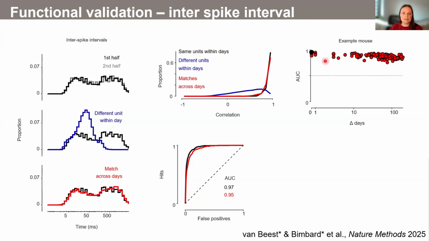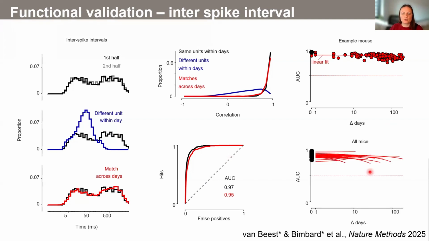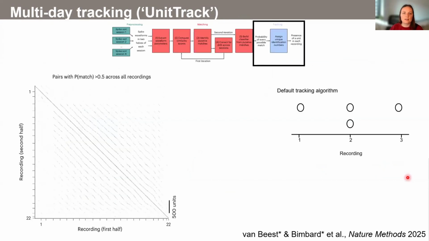So this is an example mouse. This was just 2 recordings across 2 days, but we can do this with different spacings between the recordings. So we've done it all the way up to 200 days. This is a logarithmic scale. And we find that this AUC value is very stable. So again, the matching is done quite well, and also these functional scores don't really change much over time. And this was true for basically all the mice we had. There was a bit of variability, but it was well above 0.5.